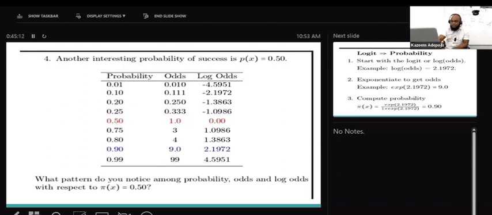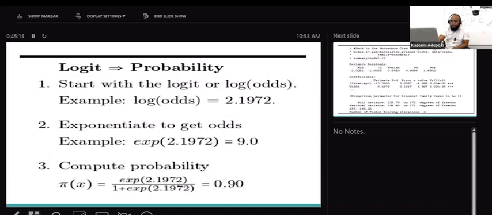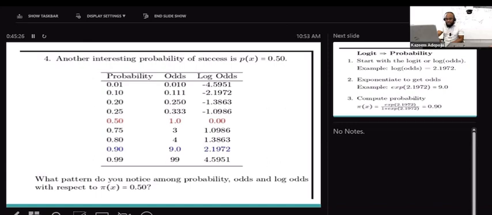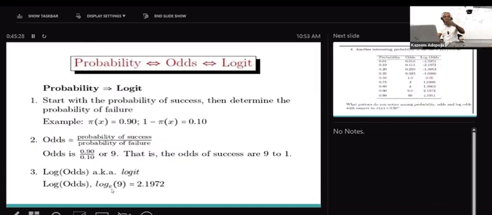Now you can see, for this one, we started with the probability of 0.9. 1 minus pi was the probability of failure. We got the odds ratio, 0.9 divided by 0.1, which is 9, right? What is the log of 9? We're talking about the natural log of 9. That would be 2.1972, right?